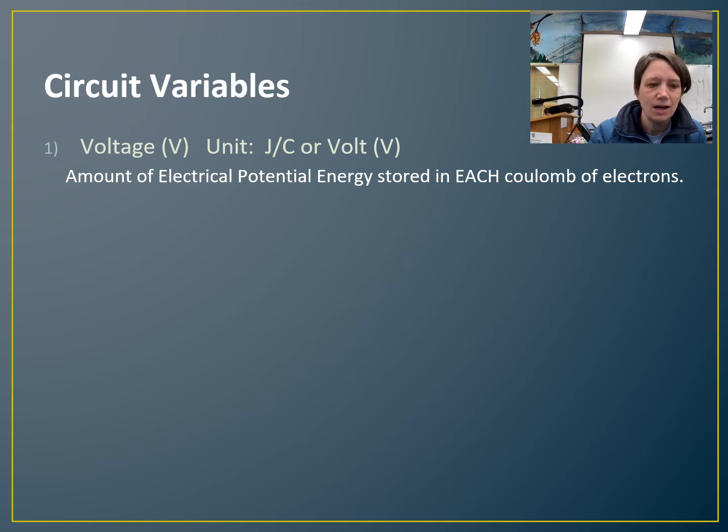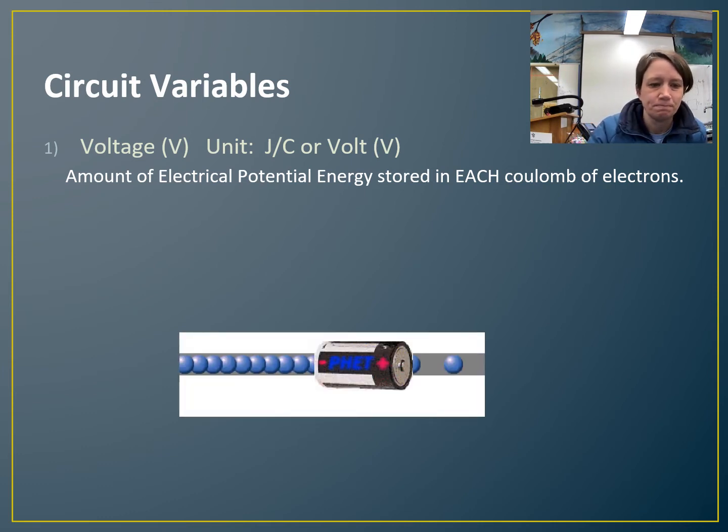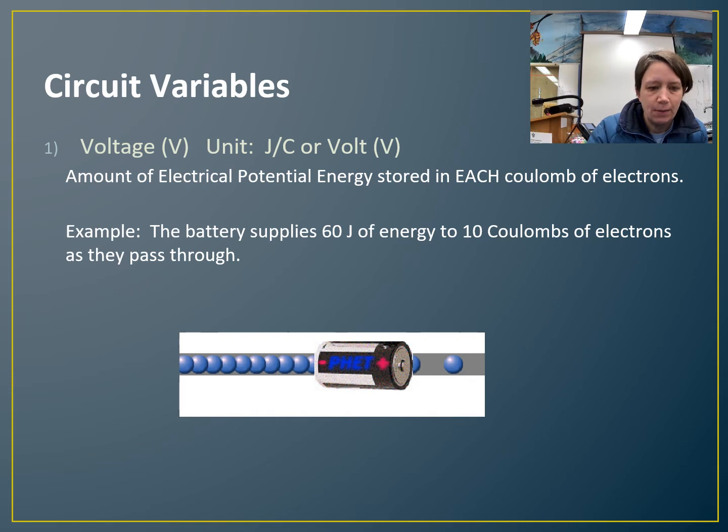Voltage is defined as the amount of electrical potential energy stored in each coulomb of electrons. So it's not the total energy in a system, but the energy for each one of those little electrons in your system. For example, if you have a battery pumping electrons from one side to the other, and the battery uses up 60 joules of energy as 10 coulombs of electrons pass through, you could calculate that the voltage of this battery is 6 joules per coulomb, or 6 volts.